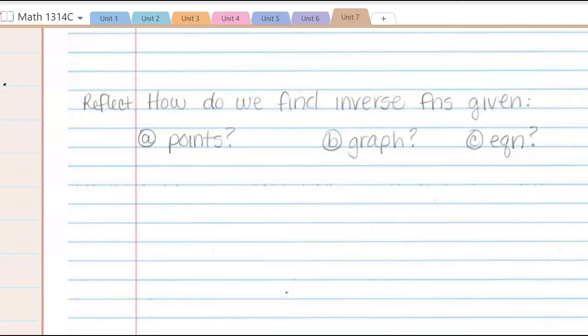Now let's turn our attention to the reflect part of the page. After the lecture videos, you should be able to find the inverse of functions if I give you points, or if I give you a graph, or if I give you an equation. And that concludes this video.